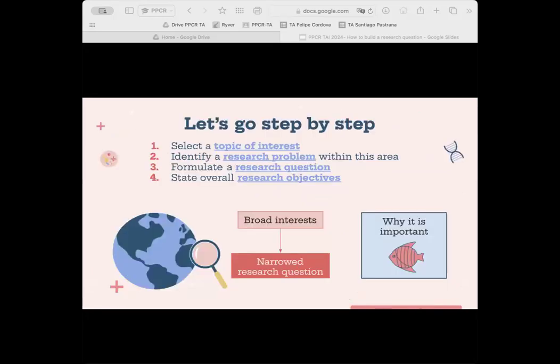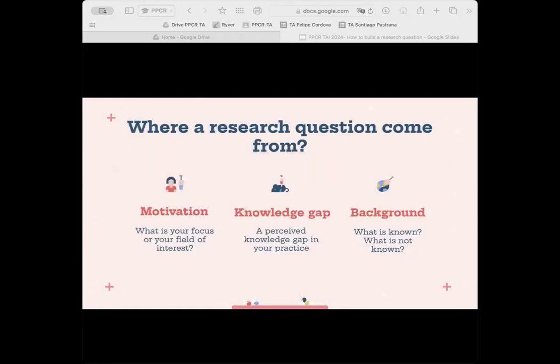So what are the steps to build a research question? First, you have to select a topic of interest, then you have to identify a research problem within this area, then formulate a research question, and then state an overall research objective. So let's keep in mind that in this process, you have to go from broad interests to narrow research questions. Why? Because we want to avoid what we call a fishing expedition, because you will have a lot of results and you won't know what to do with all of this information.